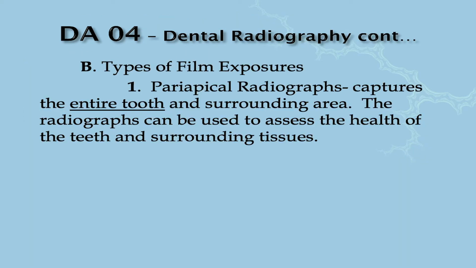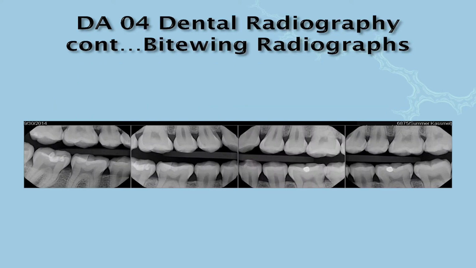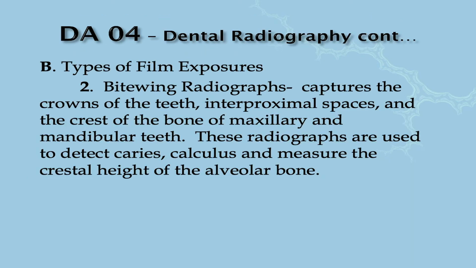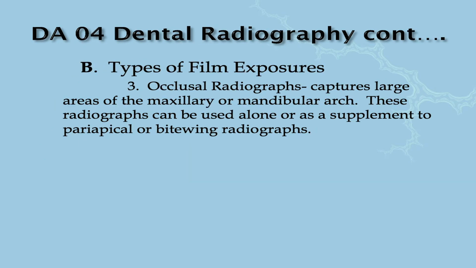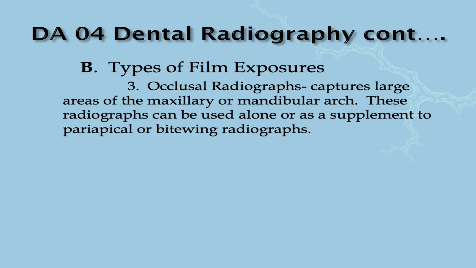These radiographs can be used to assess the health of the teeth and the surrounding tissues. Bite wing x-rays, or bite wing radiographs, capture the crowns of the teeth, the interproximal spaces, and the crest of the bone of both top and bottom teeth. These radiographs can detect caries, which is cavities, and calculus, and measure the crestal bone height of the alveolar bone. Occlusal radiographs capture large areas of maxillary and mandibular arches. These can be used alone or supplement PA and bite wing x-rays.